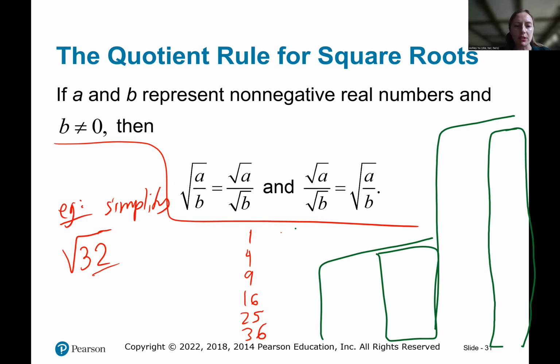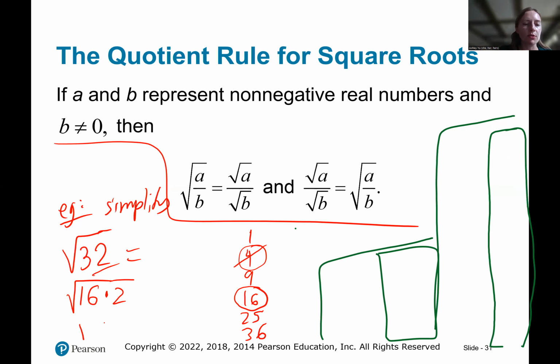What's the biggest one of these that divides in? So what you want to do is, for example, 4 divides into 32, but it's not the biggest one. So you want to grab the biggest one. 16 divides into 32. That's what I want. The 4 would work, but there'd be more work to be done. I'd have to simplify again if I did 32 is 4 times something. 32 is 16 times 2.